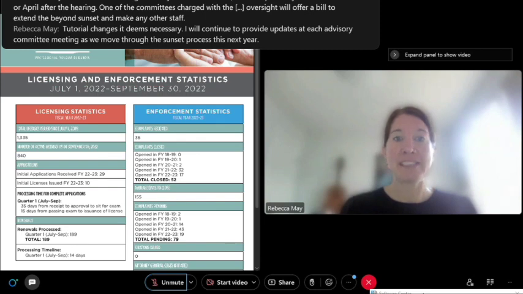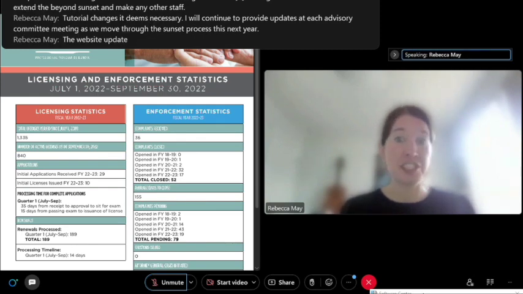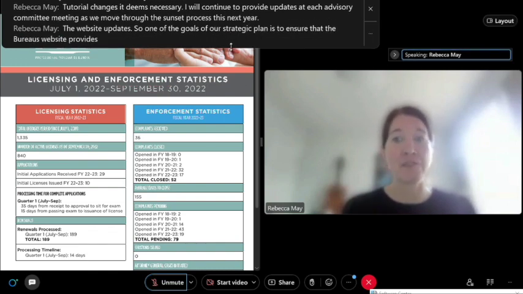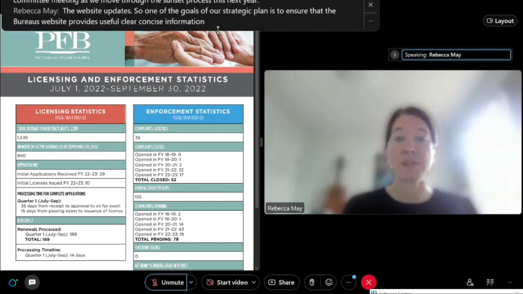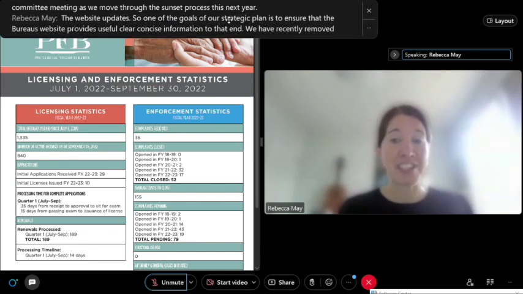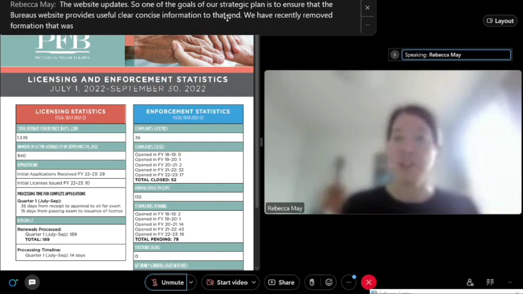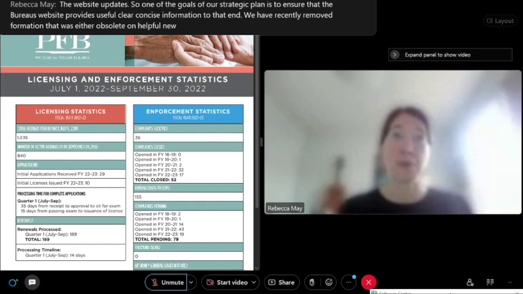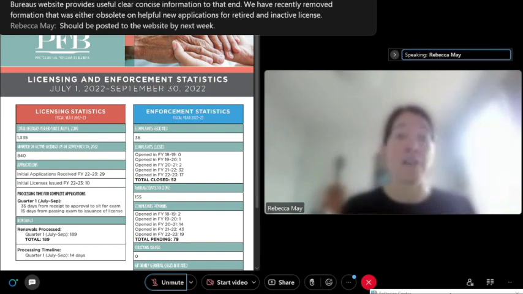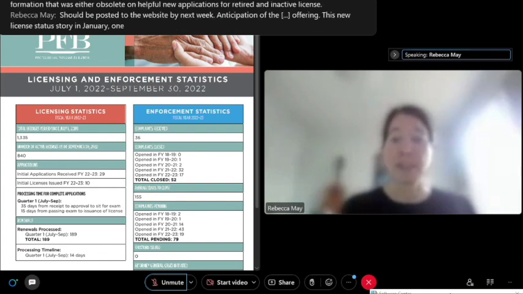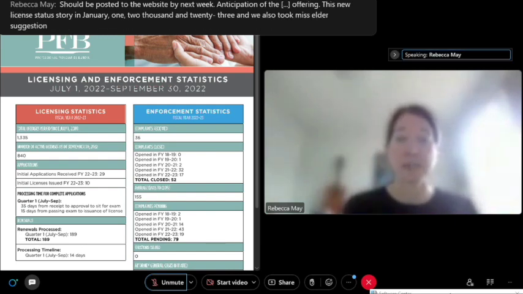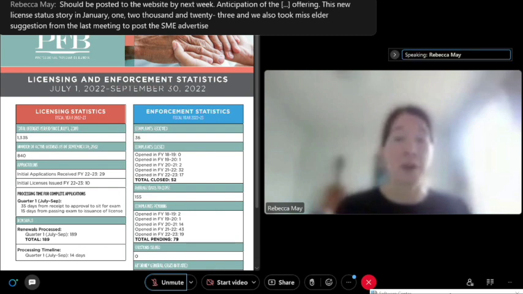So website updates. One of the goals of our strategic plan is to ensure that the Bureau's website provides useful, clear, concise information. To that end, we have recently removed quite a bit of old information that was either obsolete or unhelpful. New applications for retired and inactive license types should be posted to the website by next week in anticipation of the Bureau offering this new license status starting January 1, 2023. And we also took Ms. Elder's suggestion from the last meeting to post the SME advertisement. That should be up on the website next week as well.